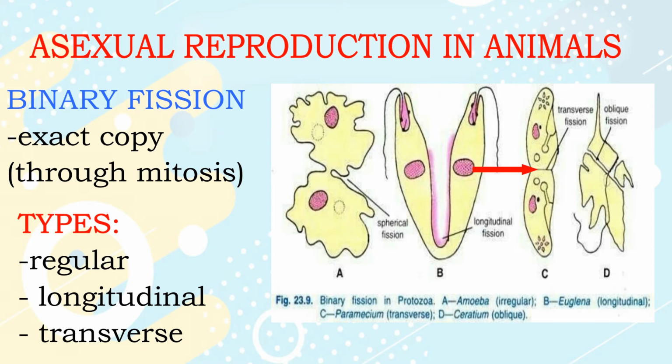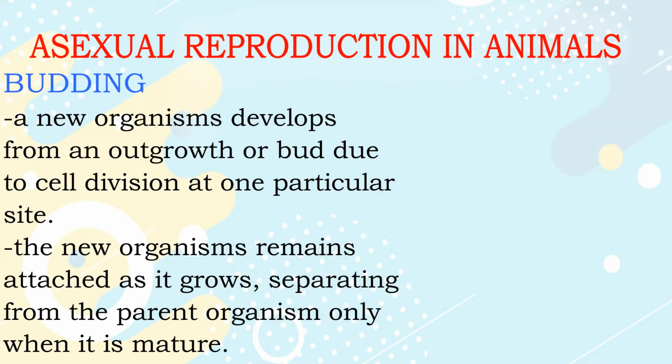And we also have the Serratium. This is the oblique division, so it divides here. We also have the budding. A new organism develops from an outgrowth or bud due to the cell division at one particular site. The new organism remains attached as it grows, separating from the parent organism only when it is mature enough.